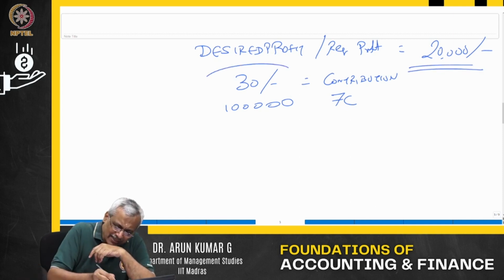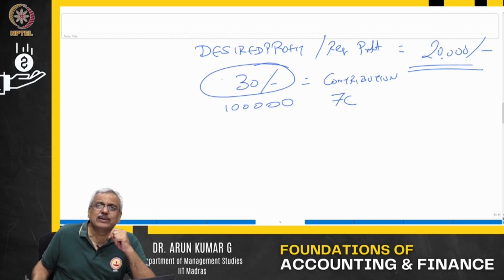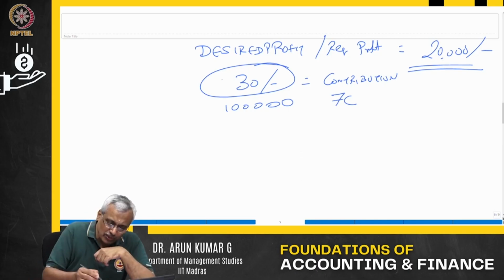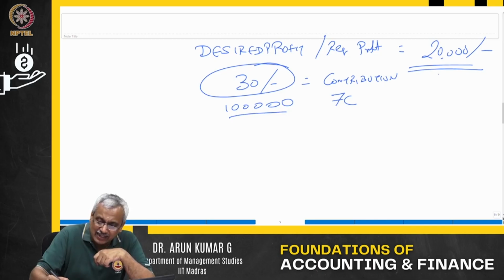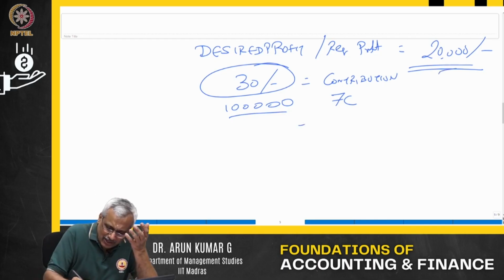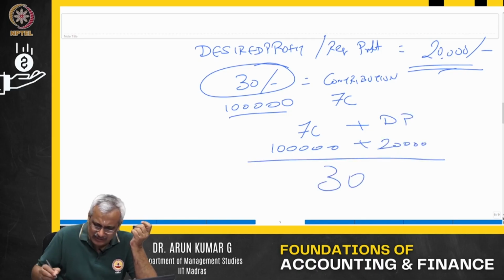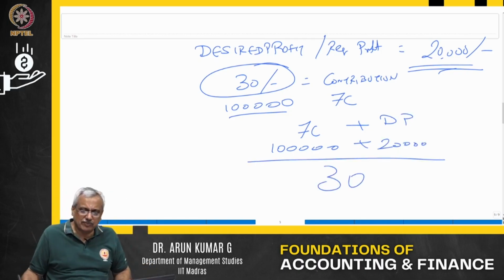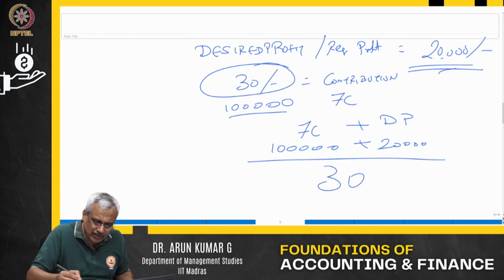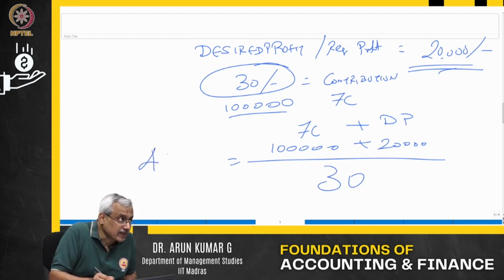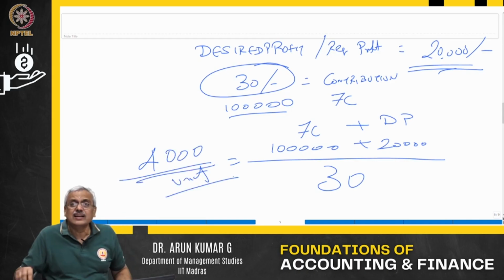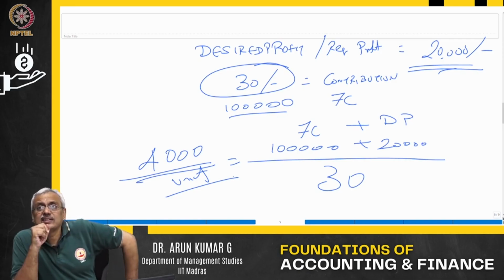So each unit is giving me 30 rupees, and I have to find how many pieces of 30 rupees I need to cover the fixed cost of 1 lakh and earn a profit of 20,000. Very simple. My fixed cost, 1 lakh, plus desired profit, 20,000, divided by the contribution per unit of 30. 1,20,000 divided by 30. Can you tell me, Swayam? 4,000? 4,000, exactly. So if I manufacture and sell 4,000 units, I will get a profit of 20,000.